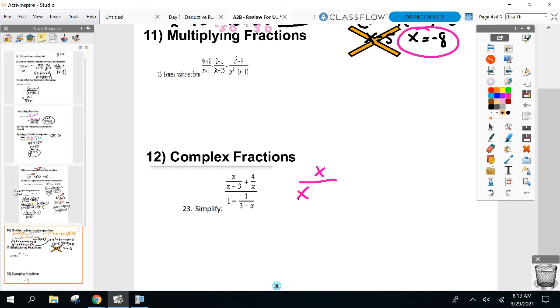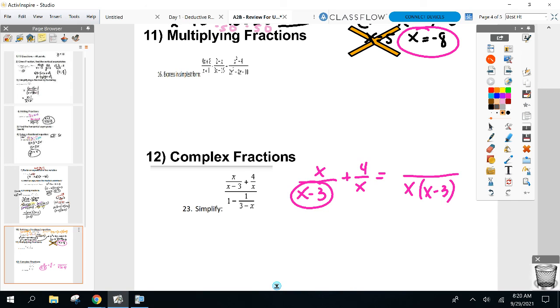X over x minus 3 plus 4 over x. Got to make it into 1 common denominator. I'm going to go quick here just to get through it, so I apologize. What's the common denominator? It's more than x minus 3, guys. It's more than that. Remember, this is all 1. It goes together. They do not have an x in common. They don't have anything in common, so I got to put the 2 together.